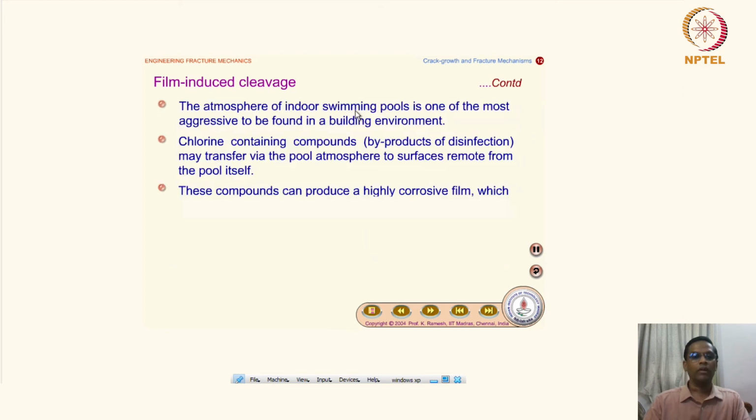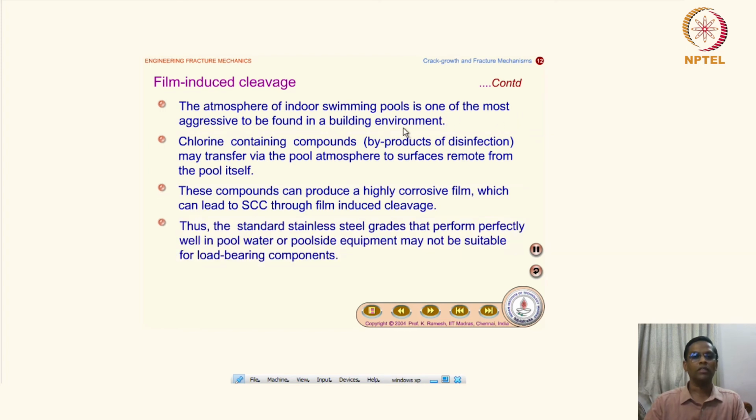The atmosphere of an indoor swimming pool is one of the most aggressive to be found in the building environment. Chlorine containing compounds, which are a byproduct of disinfection, may transfer via the pool atmosphere to surfaces remote from the pool itself. These compounds can produce a highly corrosive film, which can lead to SCC through film-induced cleavage.